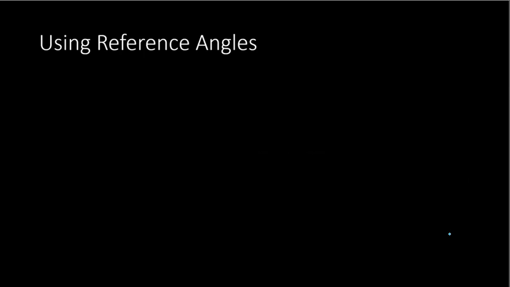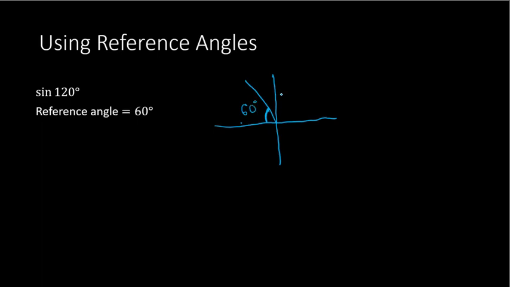All right, here we have our first example using reference angles, where we're trying to find the sine of 120 degrees. To do this, you want to find your reference angle to begin. So sine of 120. 120 degrees would be right up in here. That would be the angle. And we're trying to find the reference angle, which would be right here. To do that, you would take 180 degrees minus the 120 that we have over here, and that leaves you with 60 degrees. So that reference angle is 60 degrees.